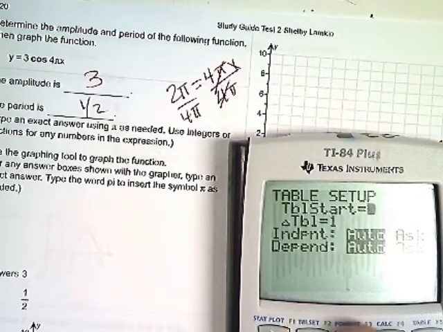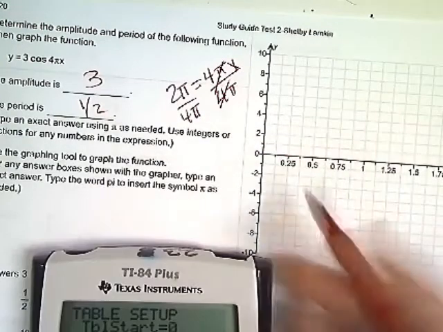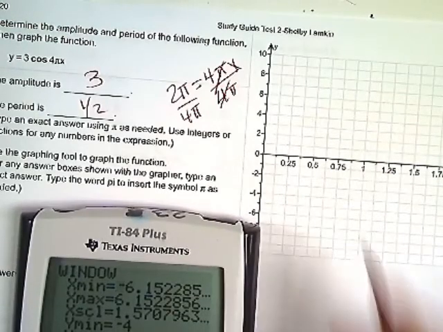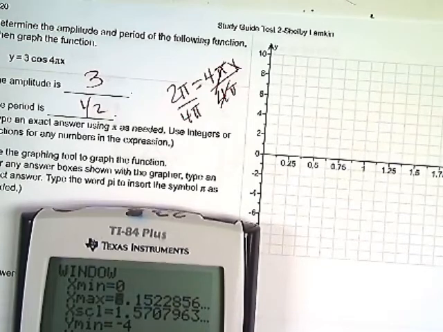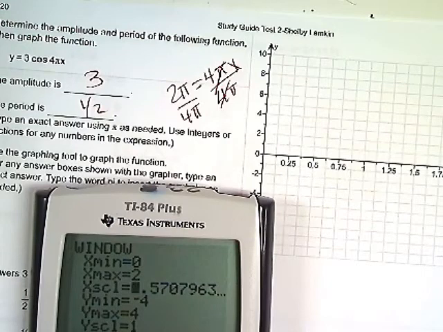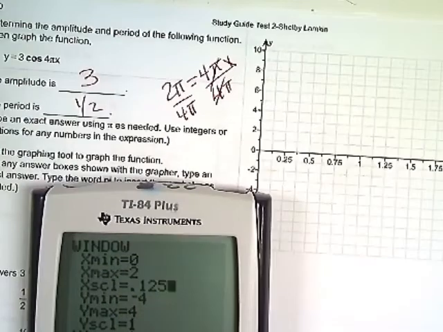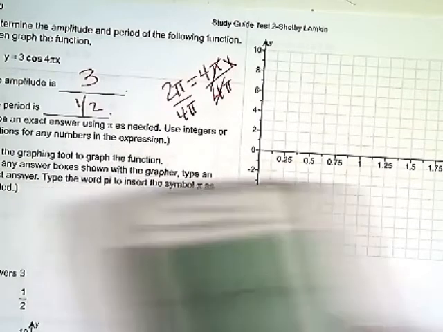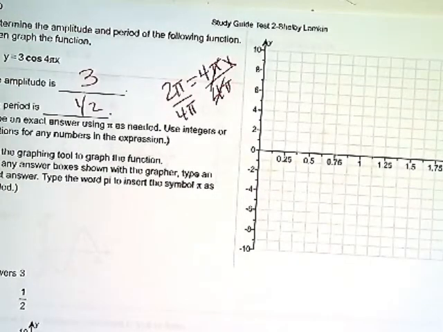Window set. X minimum is 0, x maximum looks like it's 2, x scale looks like they're counting by 0.125, y minimum is -10, y maximum is 10. There we go. It'll put that pretty graph on there for you, and you'll be able to enter this and get that on your computer.